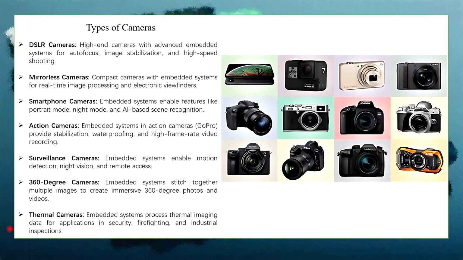Types of cameras. DSLR cameras: high-end cameras with advanced embedded systems for autofocus, image stabilization, and high-speed shooting. Mirrorless cameras, as we mentioned before: compact cameras with embedded systems for real-time image processing and electronic viewfinders. Smartphone cameras: embedded systems enable features like portrait mode, night mode, and AI-based scene recognition.